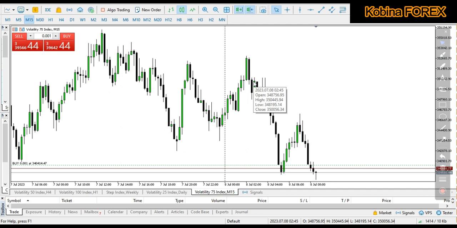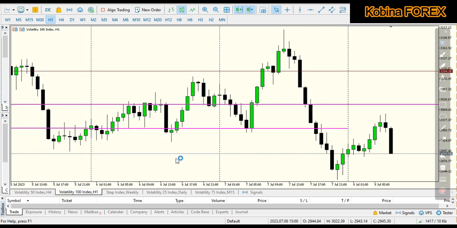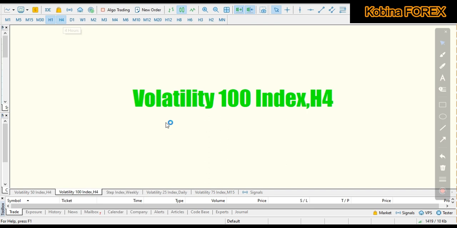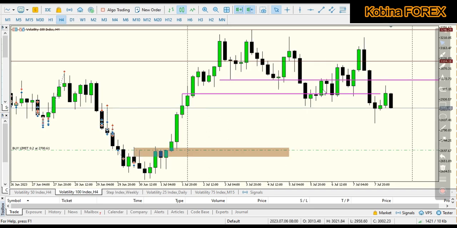All right, guys. So with that said, for volatility 75, let's head on to volatility 100 with the trade that I posted yesterday and give you an update. So I posted a live trade of volatility 100 yesterday. Let's go to that one and then I give you an update.